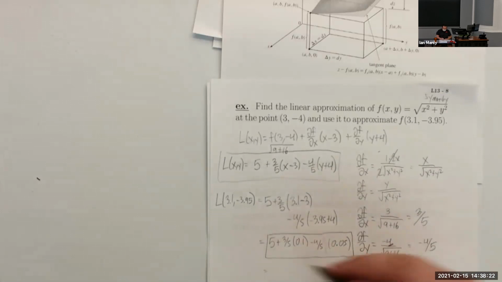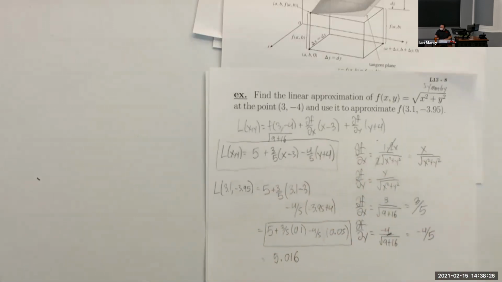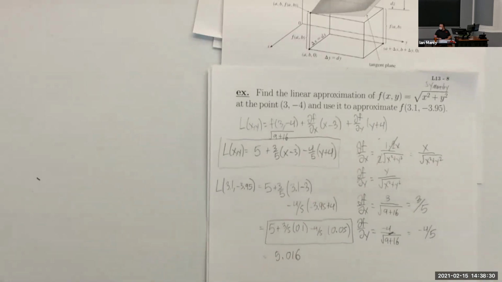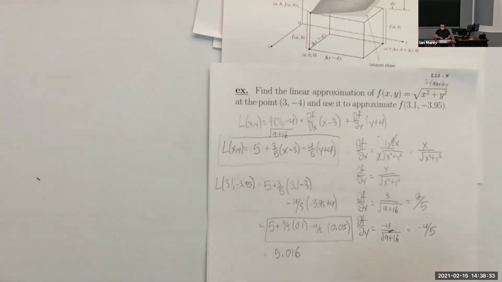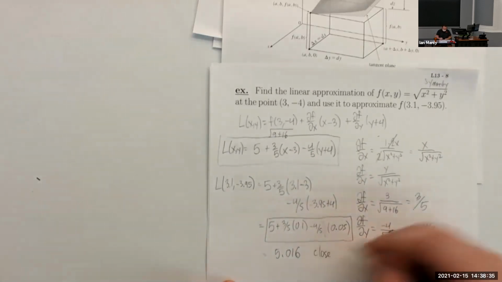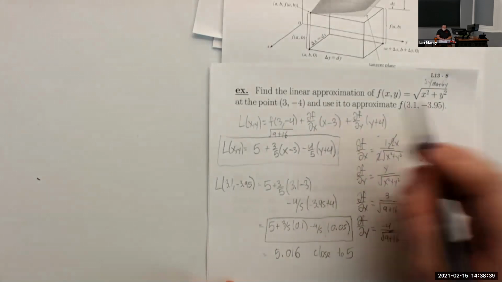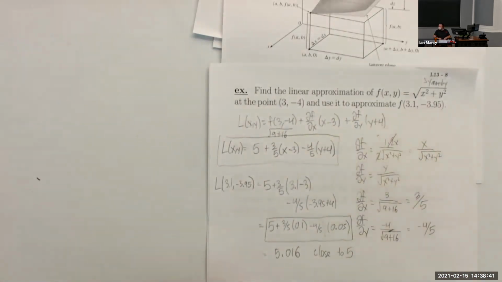Oh, so it's a positive change, 5.016. The one in the audience. Oh, 0.02. Oh, I guess that's rounding. Okay, well, it's really close to 5. That's the moral of the story. Close to 5, because these numbers are close to 3 and -4, respectively.